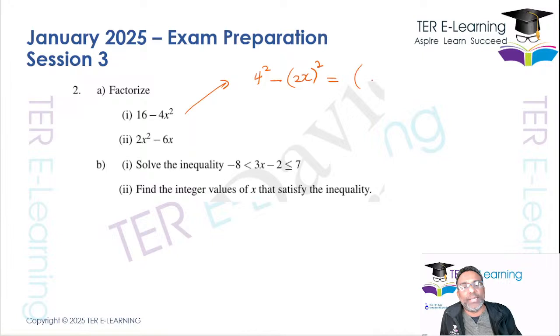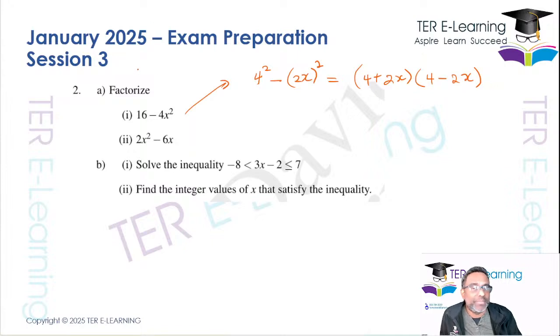So in this case, it is going to be 4 plus 2x, and we can say 4 minus 2x. So this is what we get when we factorize this here.